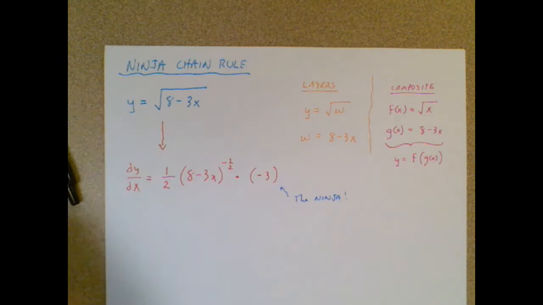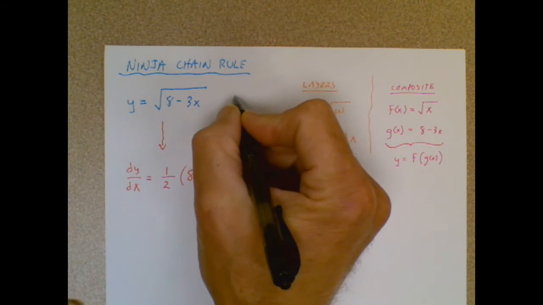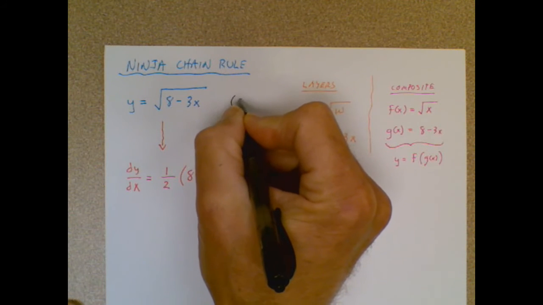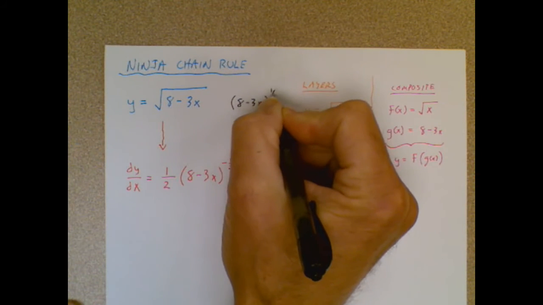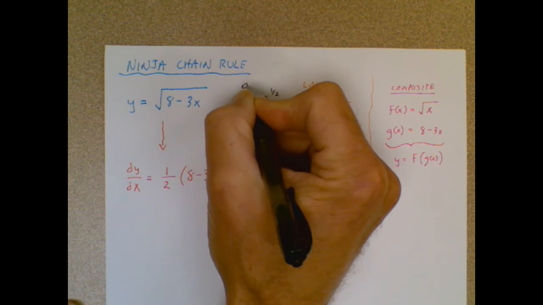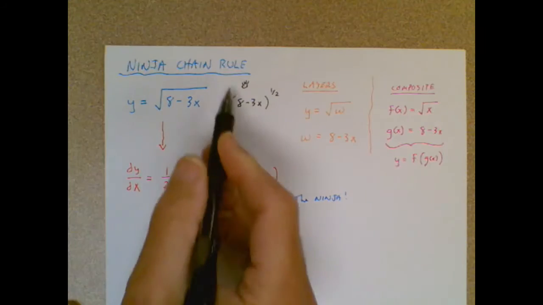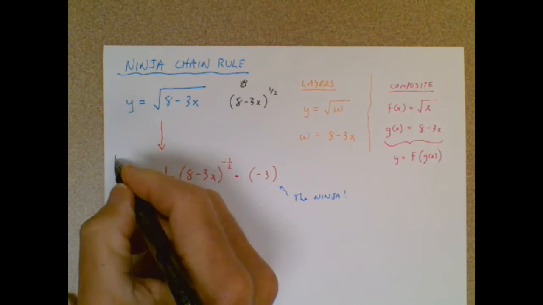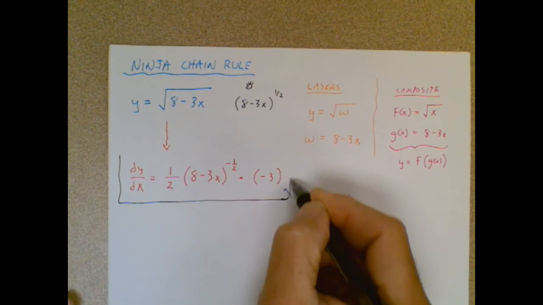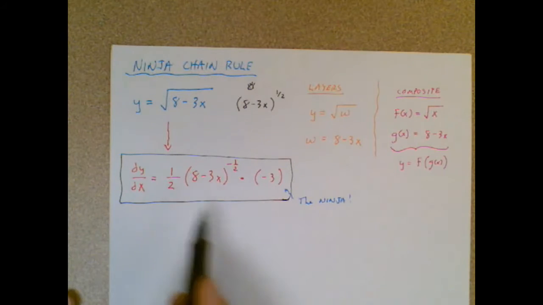So here's my equation, square root of 8 minus 3x. I spot the ninja. By the way, I'm going to do an eyeball adjustment. As I go through this, I'm going to think of it like 8 minus 3x to the 1/2 power. That's my eyeball adjustment. So you see my final answer down here, but I'm going to explain a little bit of theory on how I got there. Hopefully you can get there right away.